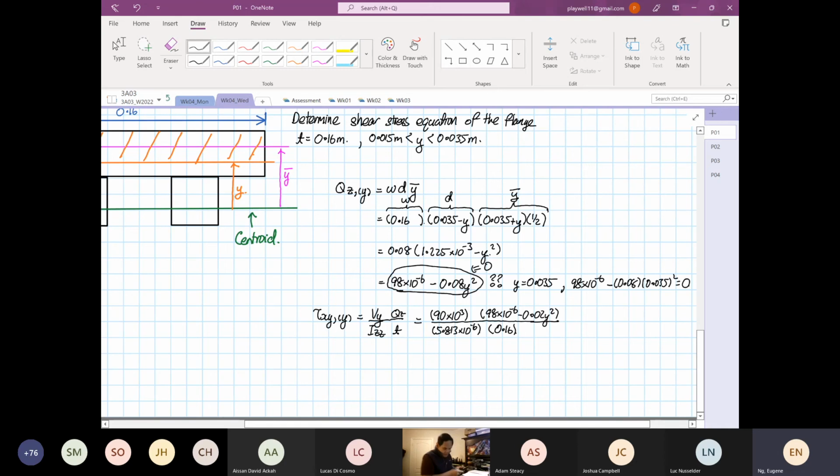So I'm doing it now. 0.08 times 0.035 squared. Then 98 times 10 to the power minus 6 minus what I calculate, yeah, it's equal to 0. Okay. So because this value over here is equal to 98 times 10 to the power minus 6.